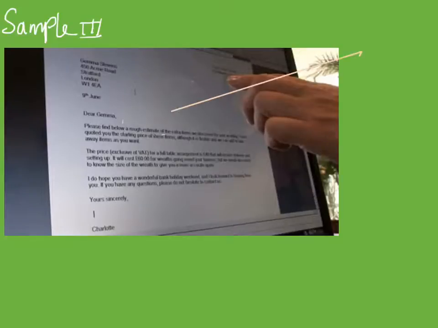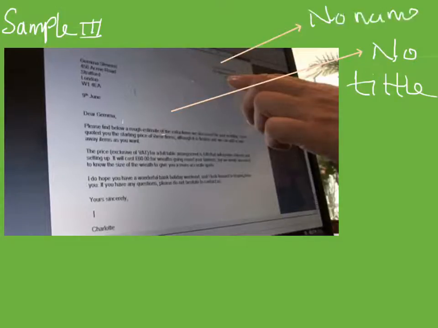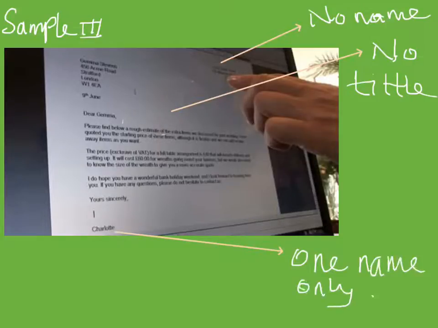Let us look at sample 3. We discover that this one too has no title. The name has not been indicated, but the address has been given at the top right hand side of the paper. We discover that at the end, only one name has been given, and the name has come at the end of the essay. Let us look at this other sample, sample 4.